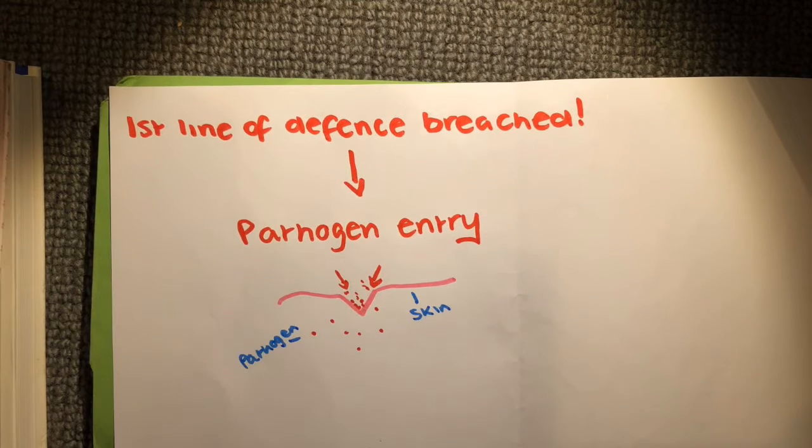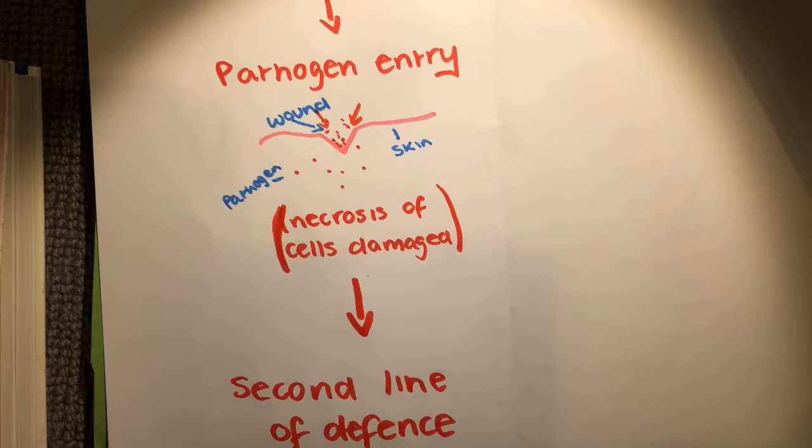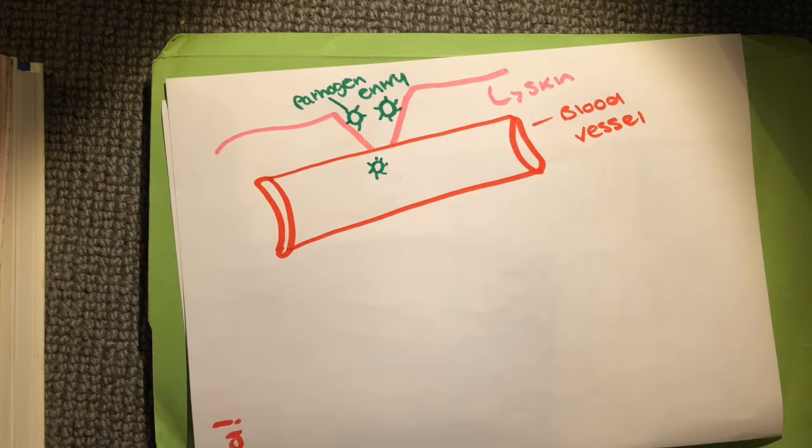Once the first line of defense is breached and pathogens enter the body, for example, by damaged or cut skin, it triggers the second line of defense. Damaged or cut skin causes necrosis, which is a form of cell death. The second line of defense, or innate immune response, is a non-specific response, meaning anything that is identified as being non-self is a target for it. The innate immune response is activated by the presence of antigens, for example, pathogens entering through any open wound.